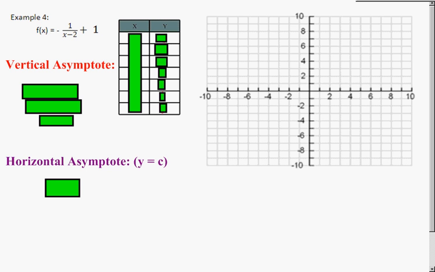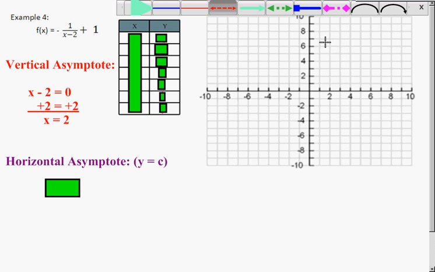Same type of equation here in example 4. Again, to find that vertical asymptote, we'll use that denominator x minus 2. Set it equal to 0. Basically what you're finding is the excluded value. So x minus 2 equals 0. Add 2 to both sides, and x equals 2. And go ahead and graph that where x equals 2, crossing the x-axis at 2. There's your vertical asymptote.